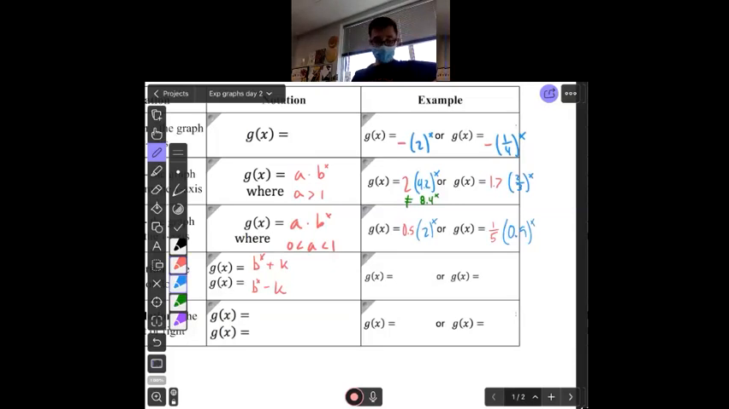So you might have something like 2 to the x plus 5. I'd be shifting that graph up 5. Or 1/3 to the x minus 2. Right? That would shift the graph down 2.